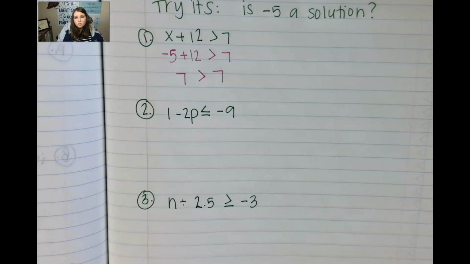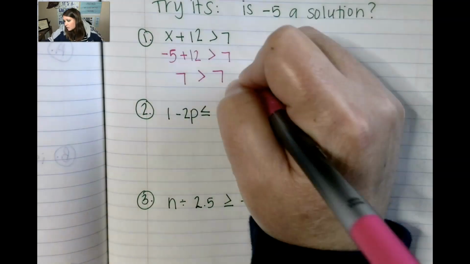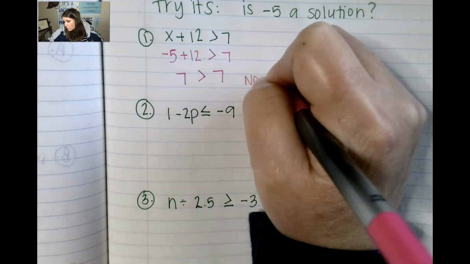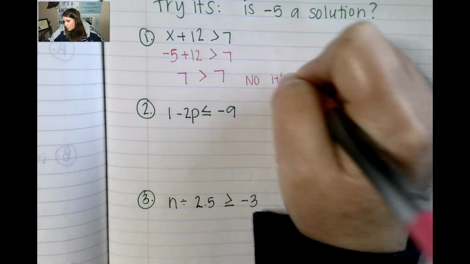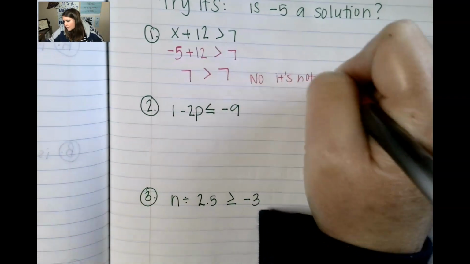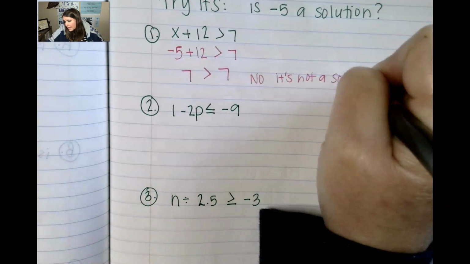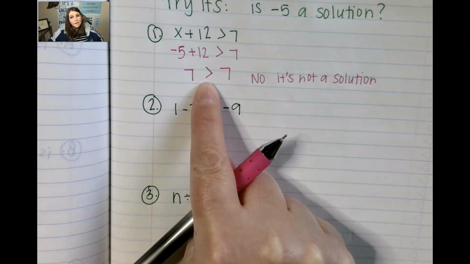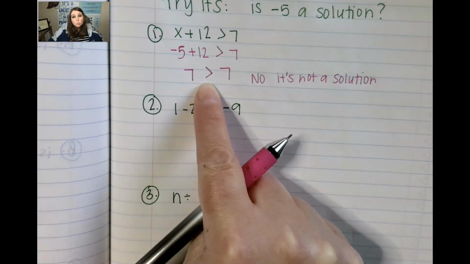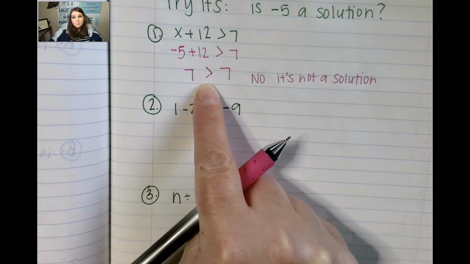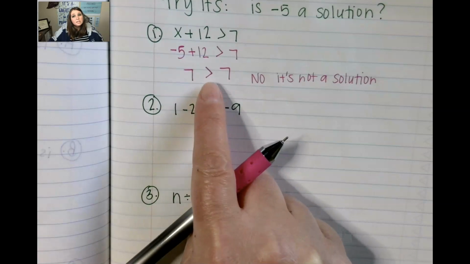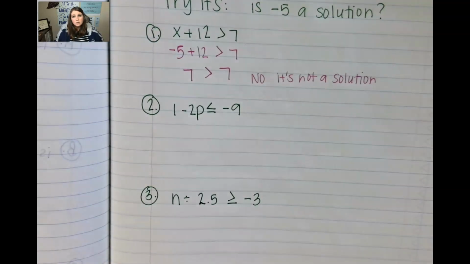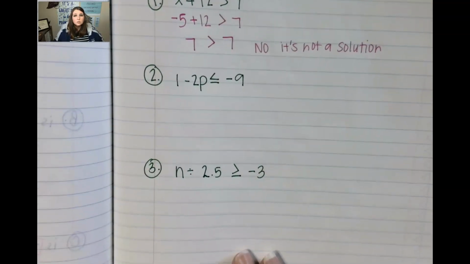That is a great question. But the answer is no, it's not. So no, it's not a solution. If this said an equal sign underneath it, then yes, it would be a solution because 7 is greater than or equal to 7. But this one doesn't have the equal to sign, so that one does not work. It is not a solution.